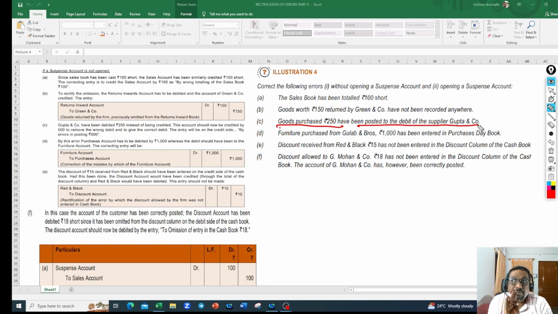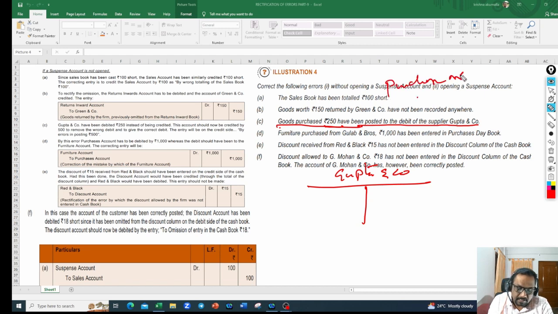So the mistake happened only in Gupta and Company. If I prepare Gupta and Company's account, goods purchased 250. When we purchase goods, what entry do we post? We debit purchases and credit Gupta. This is the entry we post.